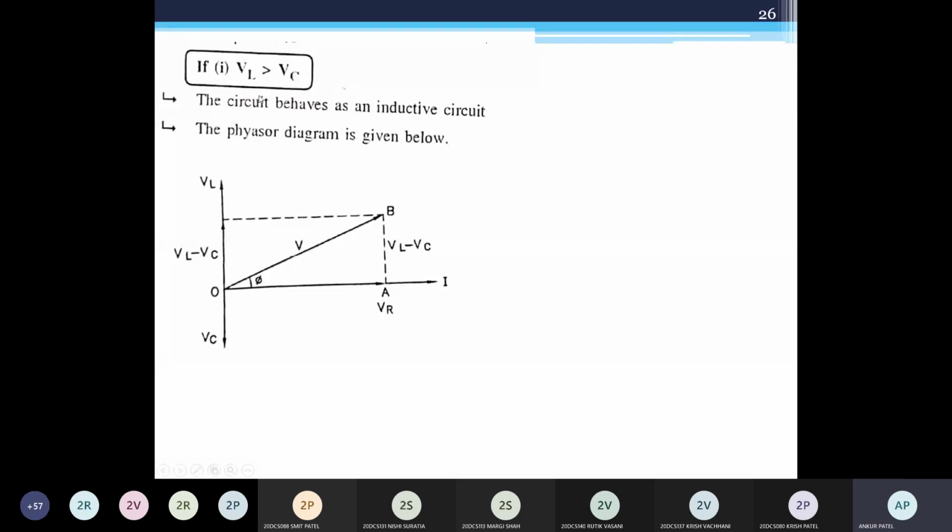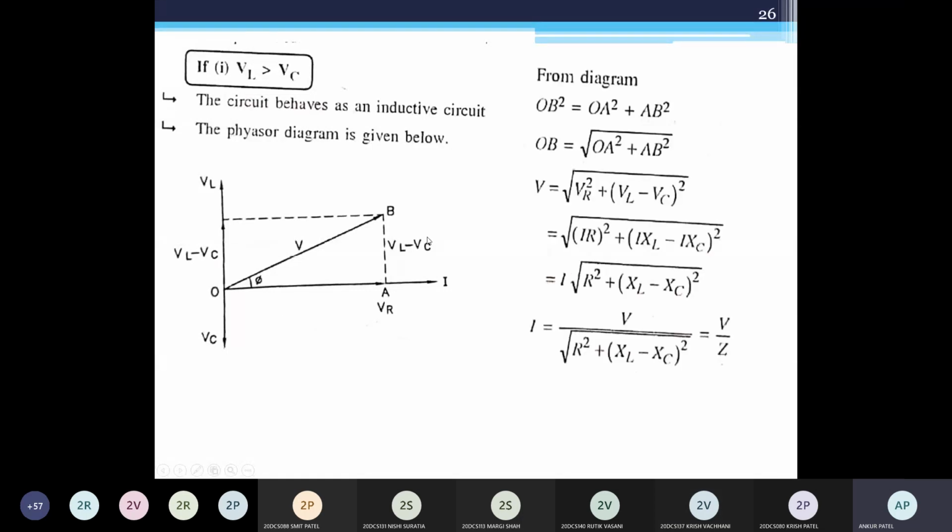Same way you can draw VC greater than VL. So what will be the changes? It would be VC minus VL. But is it upward or downward? It will be flipped about the x-axis. Yes, it is downward. Okay, so from this you can find out the magnitude of V.